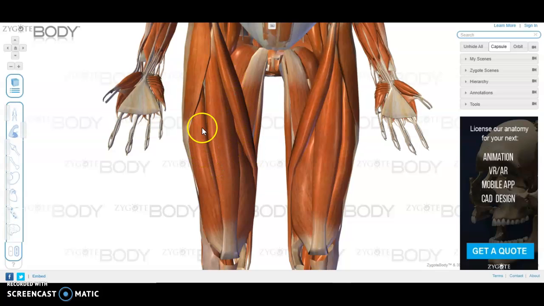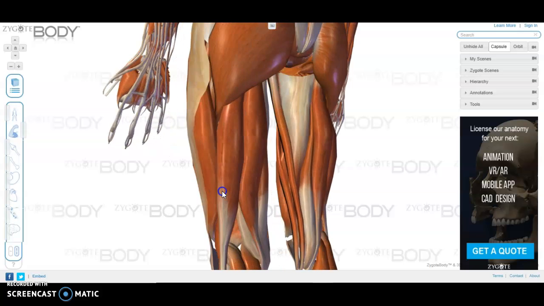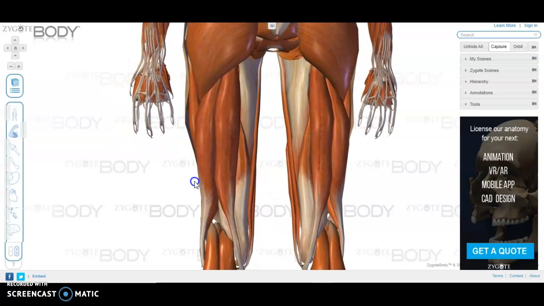Second muscle selected is the vastus lateralis, found right here. And this muscle is the vastus medialis. Third muscle selected. I'm going to turn this around to visualize the next muscle that I've selected, which can be found here. It is the gracilis muscle.